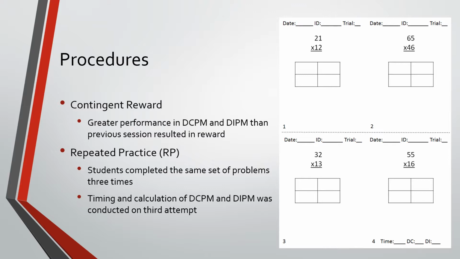And then repeated practice, students would complete the same set of problems 3 different times. So they would solve this worksheet, they would solve it a second time, and then they would solve it a third time. And so the actual timing and calculation of our dependent variables would be conducted on that third attempt after they have practiced these problems 2 previous times.